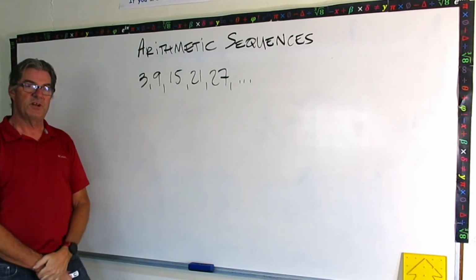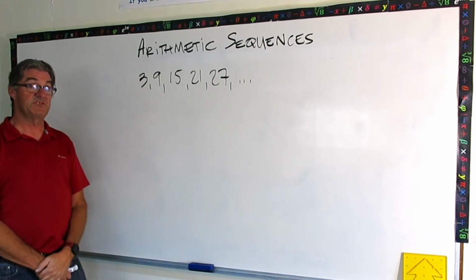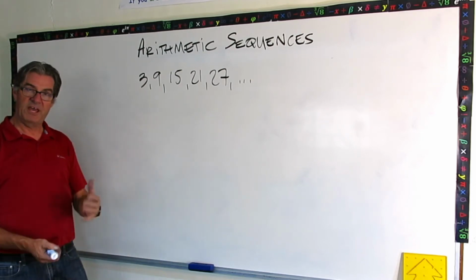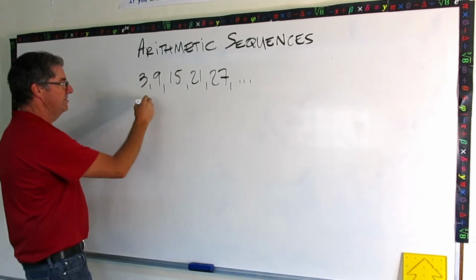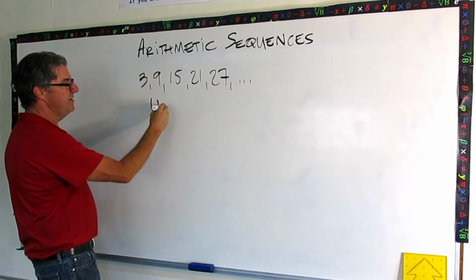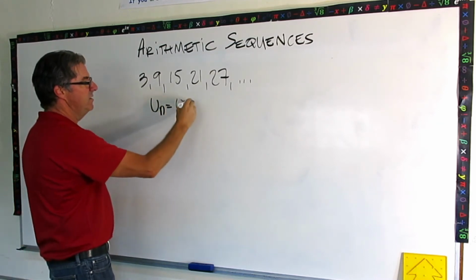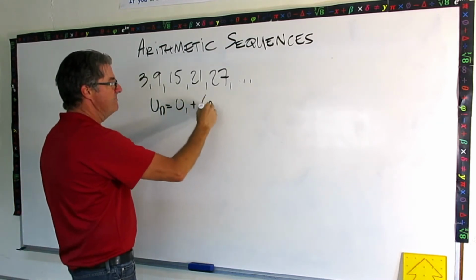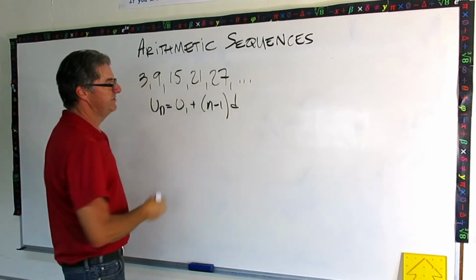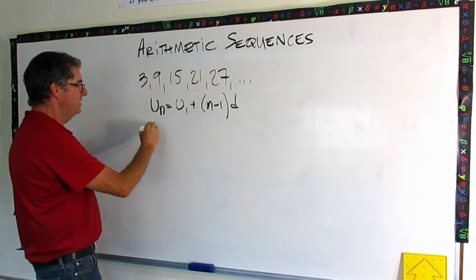So pause the video, put on your thinking cap, consult your notes, let's see what you get. Okay, let's take a look. General form, un is u1 plus n minus 1 times the difference. So let's do our first plug-in step.